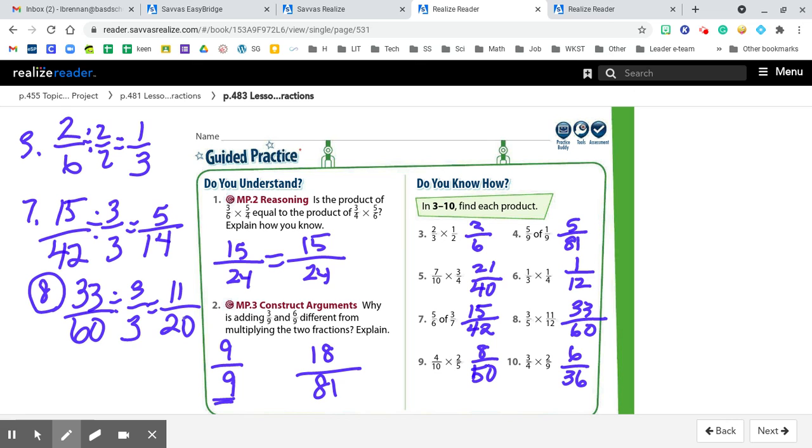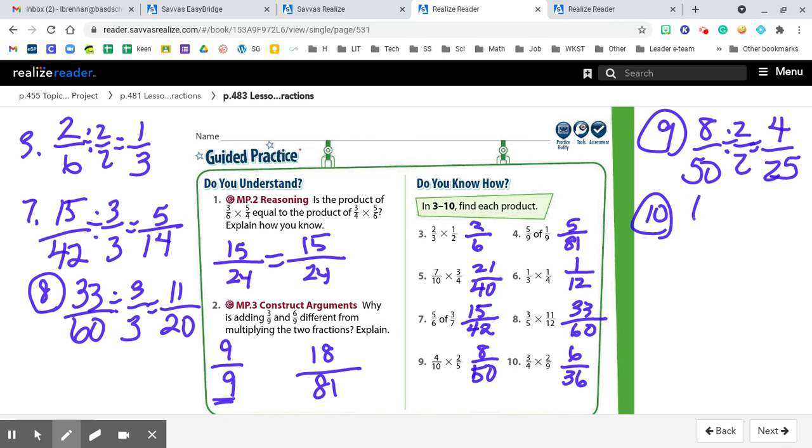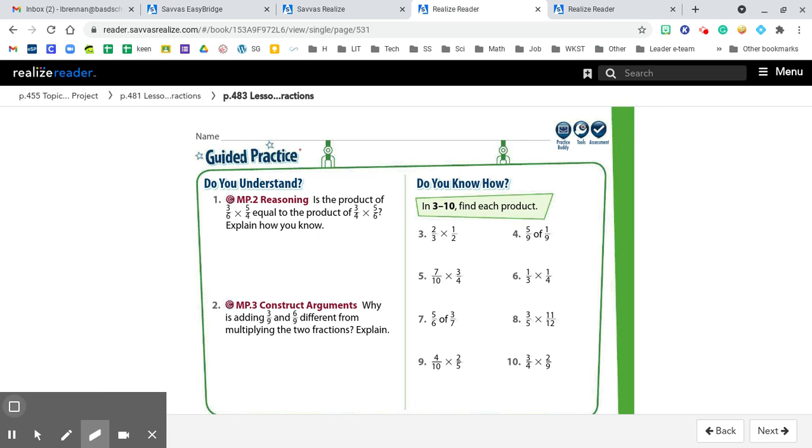For number 9, we have 8 over 50. Greatest common factor, just divide it by 2 over 2. We get 4 over 25. And number 10, 6 over 36. We can divide it by 6 over 6 and get 1/6. Multiplication of fractions.